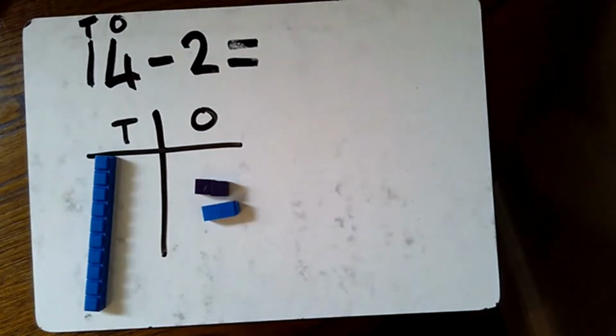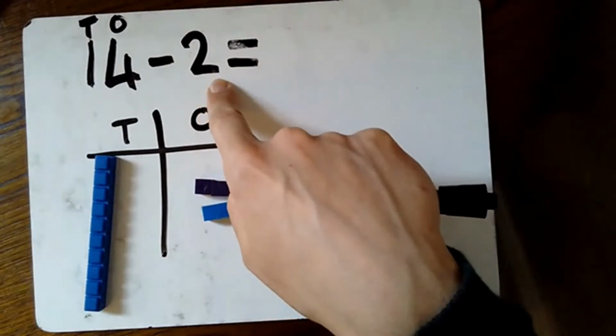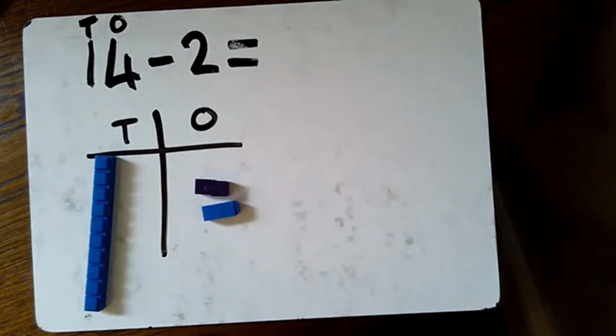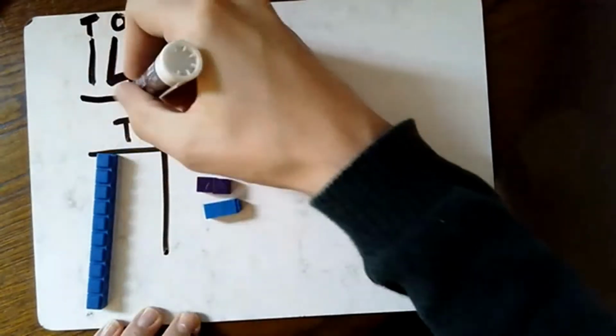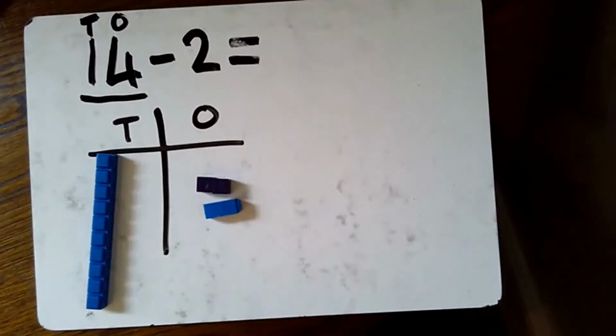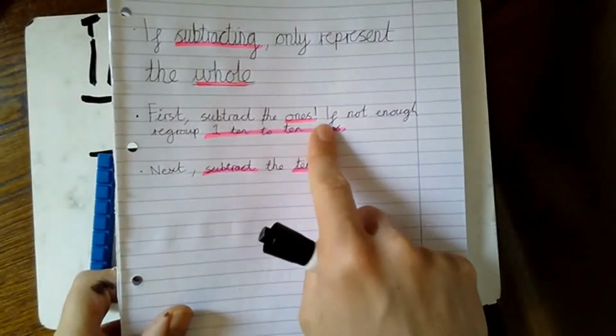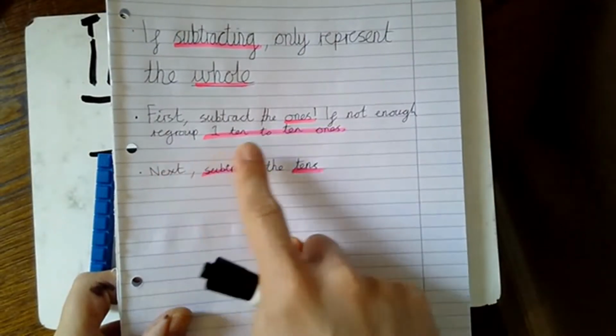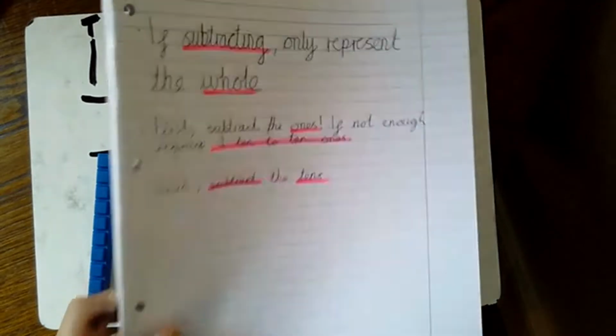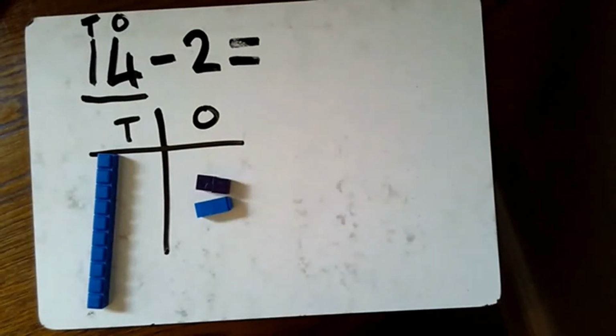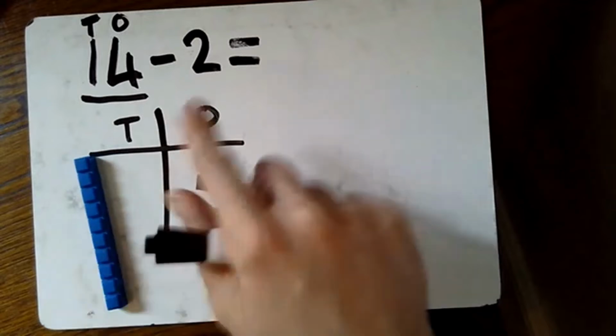Now I've represented the whole. I do not represent the part. When subtracting, you only represent the whole. Anyway, now I can subtract. When subtracting, like adding, first subtract the ones. If there's not enough, regroup 1 ten to be 10 ones. However, I do have enough ones here. So the first step is subtract the ones.